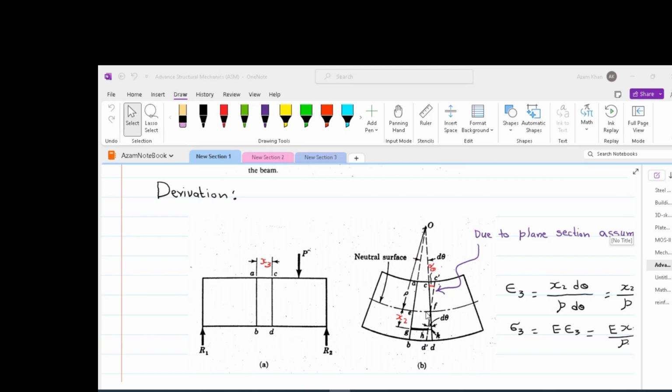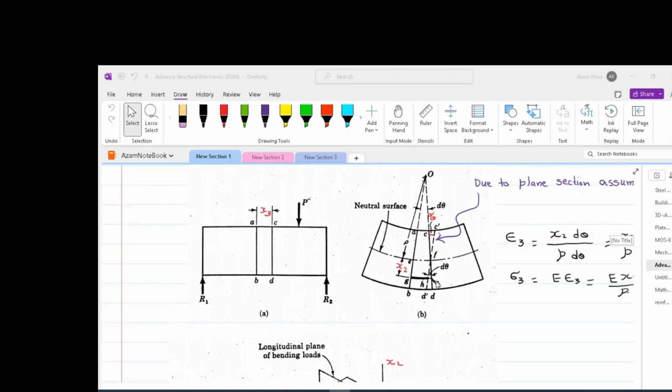Thus, plugging the values into the strain equation, we will get the strain in the fiber GH. After this, we can multiply the strain with the modulus of elasticity and get the stress in the GH fiber. Using this stress value, we can find the stress at any fiber located within the cross section of the beam.